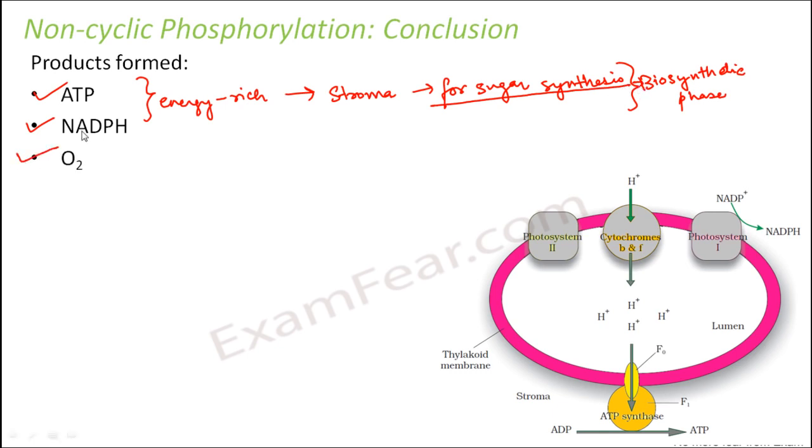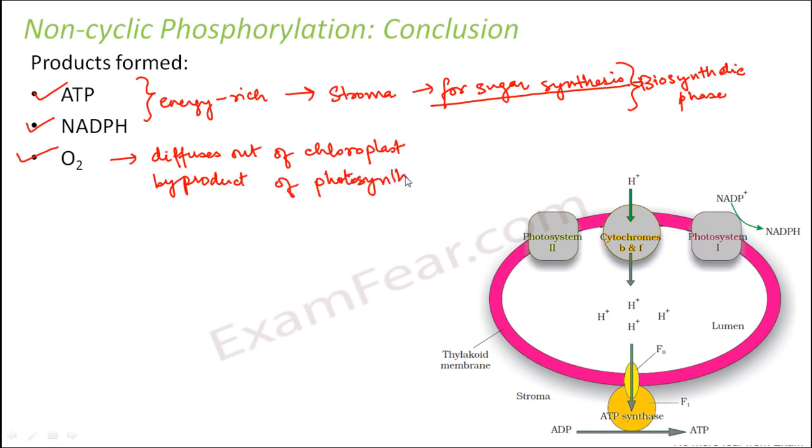And the third product which is formed is oxygen, the gas which is produced, and this oxygen diffuses out of the chloroplast, because it is produced in the chloroplast, near the thylakoids. It diffuses out of the chloroplast, and this is produced as a byproduct of photosynthesis. If you look at the overall equation of photosynthesis, you see oxygen is one of the products. So one of the products of photosynthesis is already produced during the light reaction itself. Clear? So this is all about non-cyclic photophosphorylation.